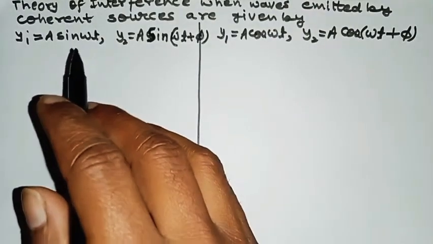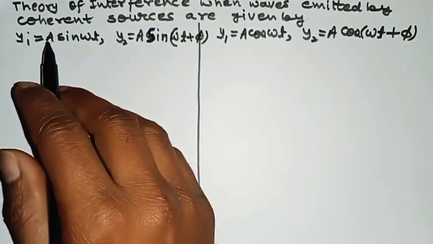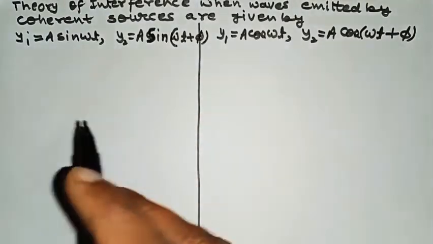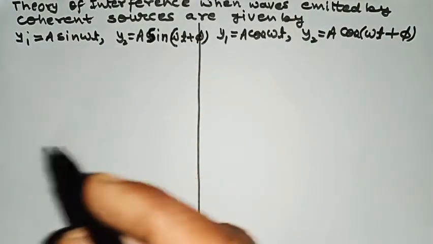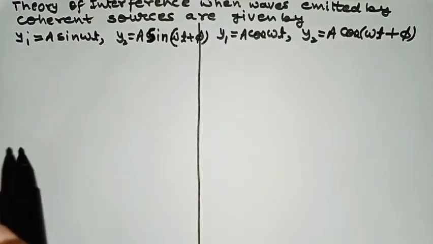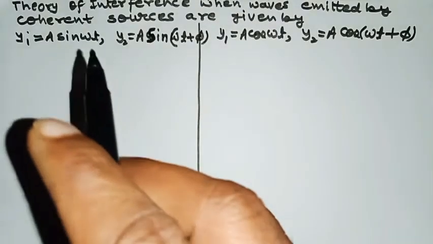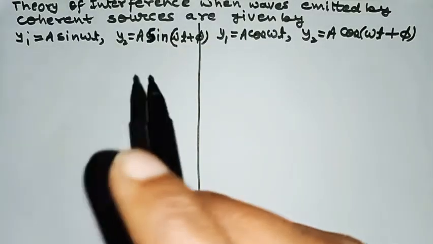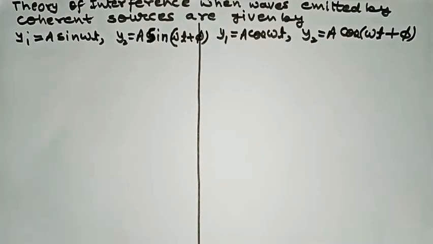These are two coherent waves. The amplitude A is the same, and the frequency is the same. Frequency is related to omega. We know that omega equal to 2 pi nu. So omega is also the same, and the phase difference is constant. So this meets the requirement of two sources to be called coherent sources.